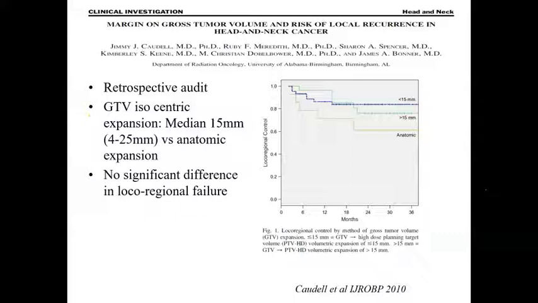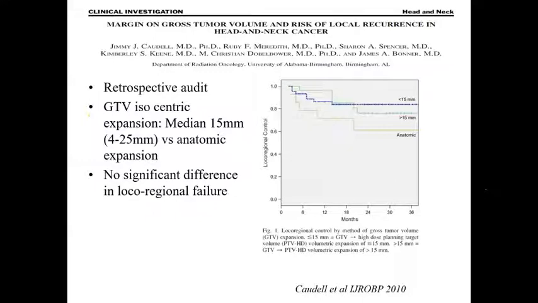So this particular study is from the Alabama group, the Bonner group actually, from Alabama, where they retrospectively audited about 85 patients and saw that some physicians actually included the entire anatomical compartment, say in about 15 patients, and the rest resorted to geometric expansion. Then the cutoff of geometric expansion was actually variable that the physicians adopted, but the median was 15 mm.